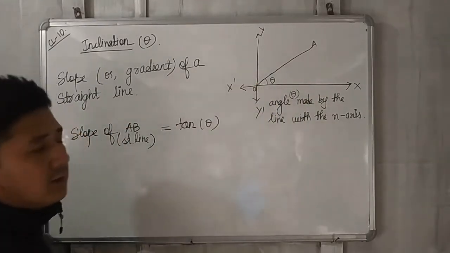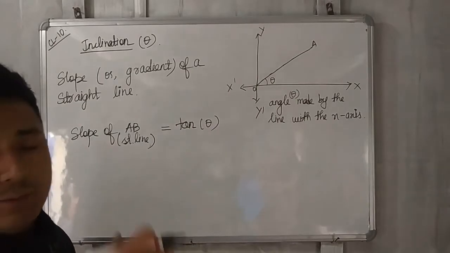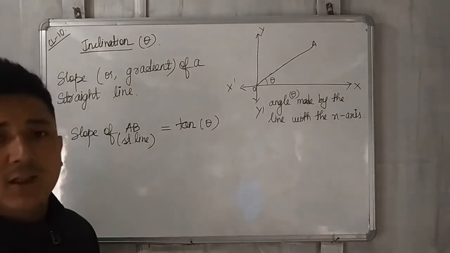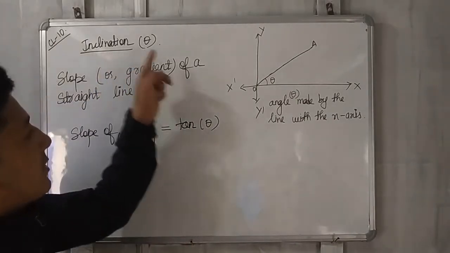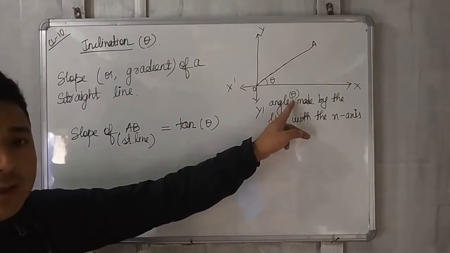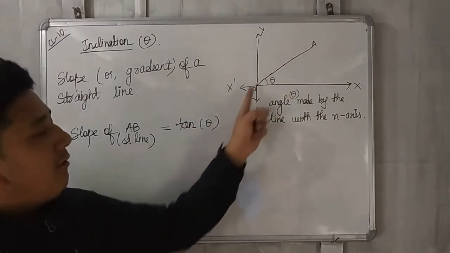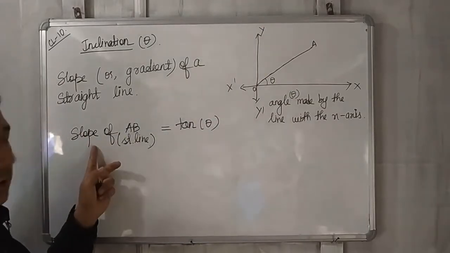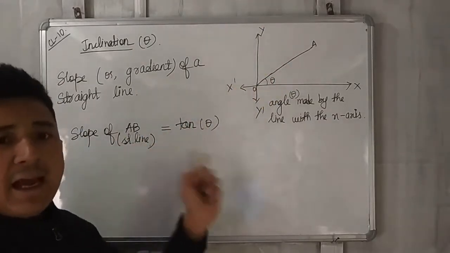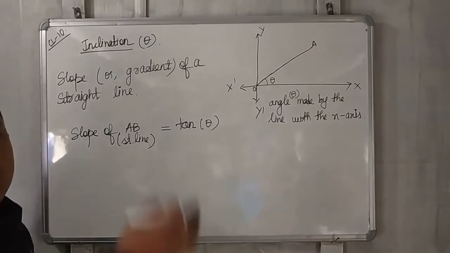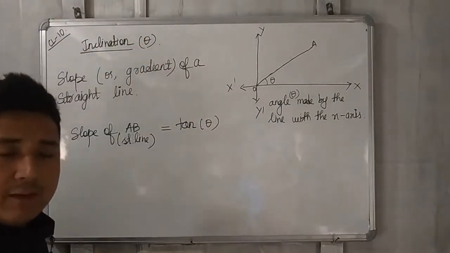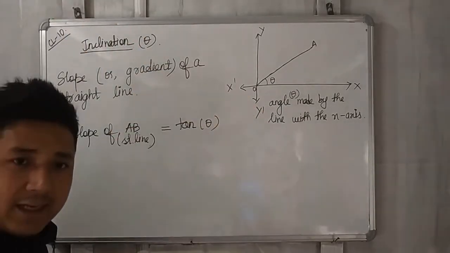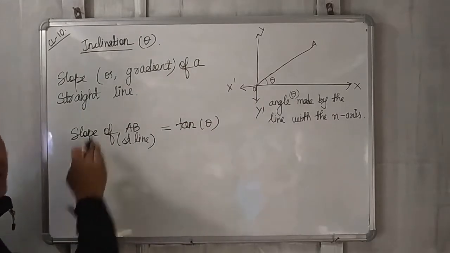Obviously this theta will take some angles later on. It will be 30 degrees, 45 degrees, 60 degrees and so on, because inclination means the angle. Inclination means the angle made by the straight line with the x-axis. And slope of this straight line will be tan of its inclination. Simple as that.